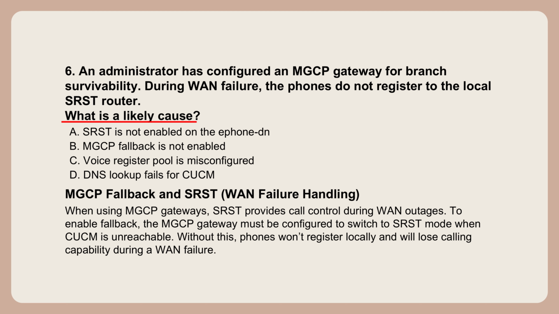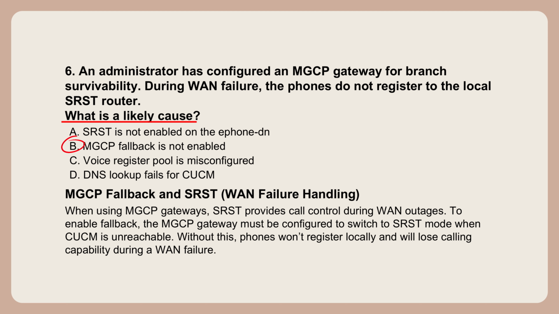It sounds like the gateway isn't getting the signal, or isn't allowed, to actually switch to the backup SRST mode when the main connection drops. So I'm going with B, MGCP fallback not enabled. You nailed it. The answer is B, MGCP fallback not enabled. Okay, so what is MGCP fallback, and why is it the key here?